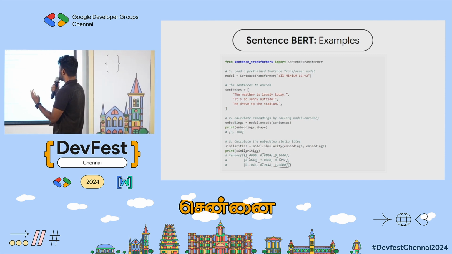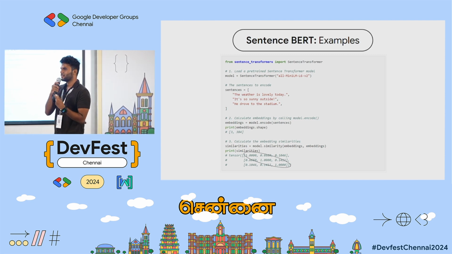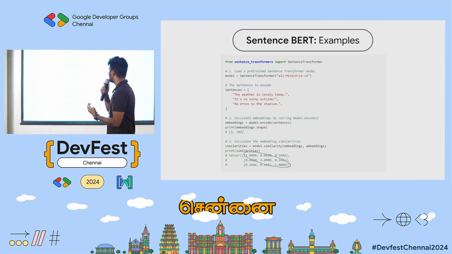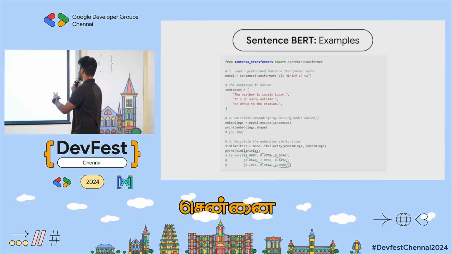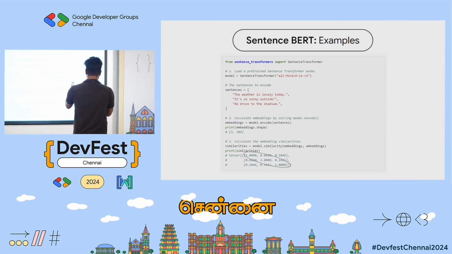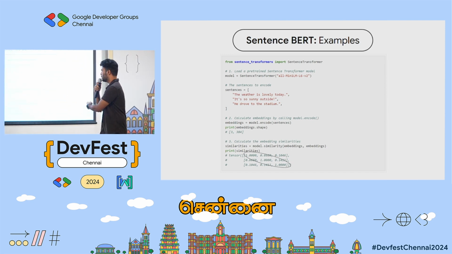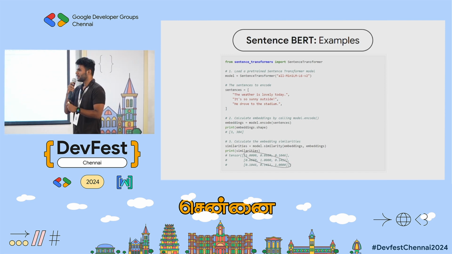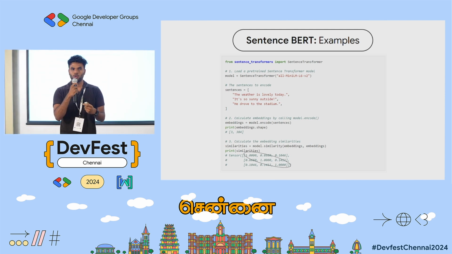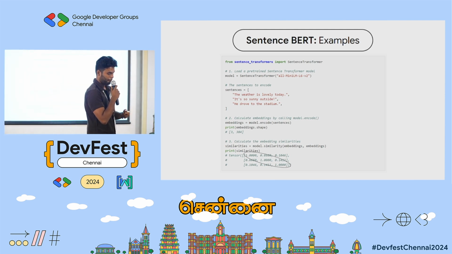Now this is sample code for using Sentence-BERT model in Python. First you have to install the sentence transformer Python module. Then you specify the model name. Then you have your input here. Then you pass the input to the Sentence-BERT model. Then you will get the sentence embedding. Then on top of it you can use any mathematical distance function to measure the similarities between them.